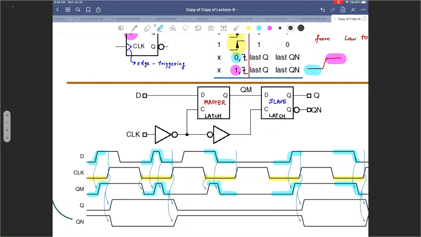So there's a question in the chat box. The C here is not the same as clock. Well, it is the complement of clock, right? So for the first latch to be sensitive, I have to make this guy a 1 there. If I have to make a 1 there, I have to make this guy a 0 there, right? So it is almost like saying the first latch is sensitive to level 0 of clock.